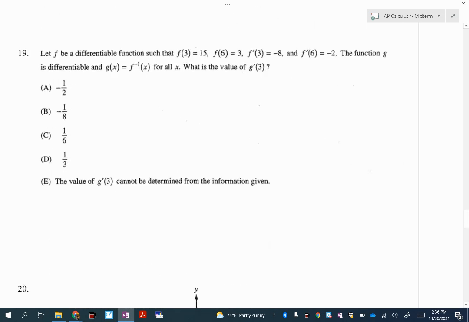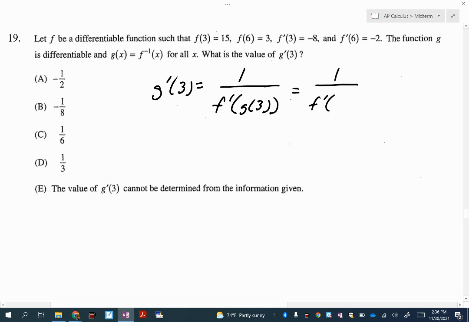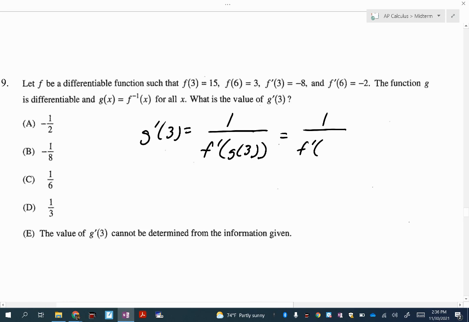Let's go to 19. We have a differentiable function, and it wants us to find the value of g prime of 3, and g is the inverse of the f of x function. So using the formula sheet, g prime of 3 is the same as 1 over f prime of g of 3. It gives us this information. G of 3, it doesn't say we have it, but if it's the inverse, do you see how this says f of 6 equals 3? So then g of 3 must be equal to 6, right? Because inverse is you switch the x's and the y's. So it's 1 over f prime of 6. F prime of 6 is negative 2, so the answer is negative 1/2.